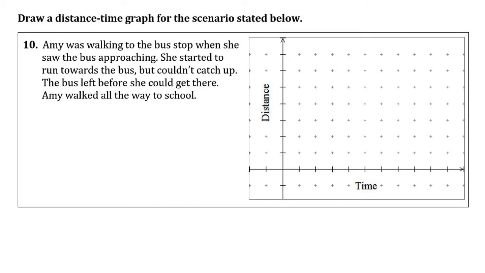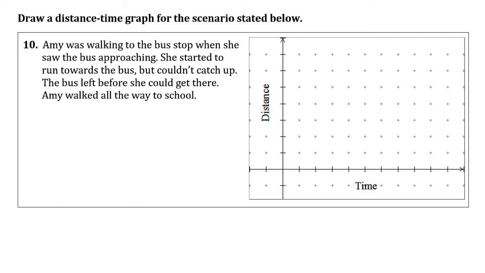Okay, for the next one, Amy was walking to the bus stop. When she saw a bus approaching, she started to run toward the bus but couldn't catch up. The bus left before she could get there. So Amy walked all the way to school. Okay, so we need to draw a distance and time graph for this scenario.